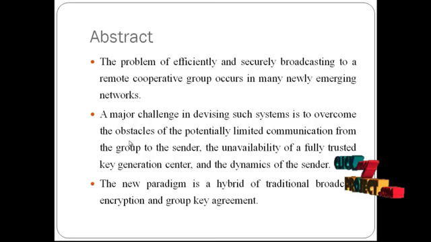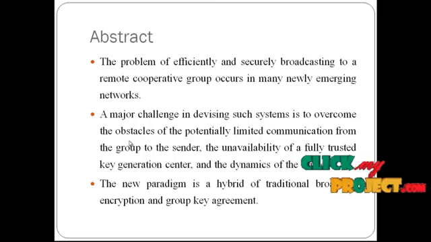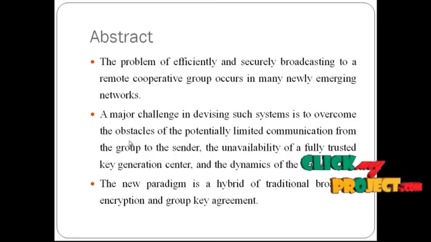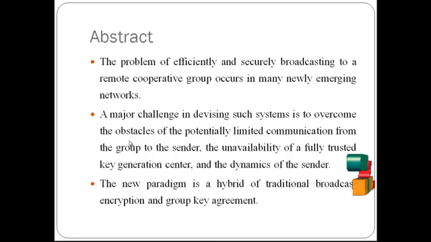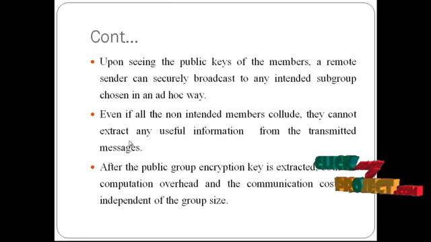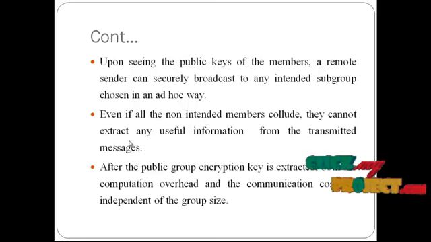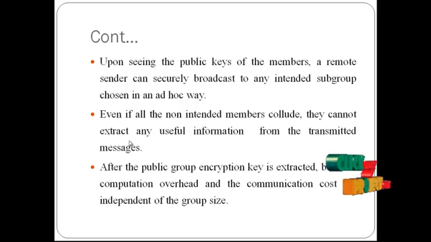The new paradigm hybridizes the traditional broadcast encryption and group key agreement. In group key agreement, it creates a secret key for every individual member. From those members we can transfer the data, using the public keys of the members and the sender to securely broadcast to a subgroup of the ad hoc network. A subgroup means it will form a number of nodes by the member organization, where the member is the head.